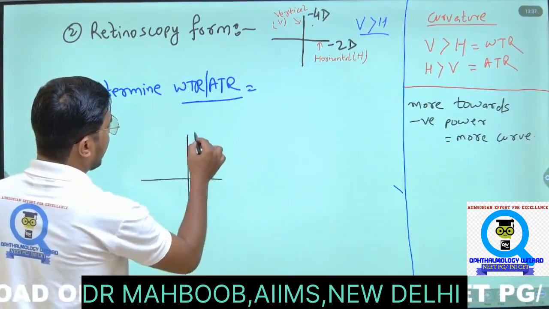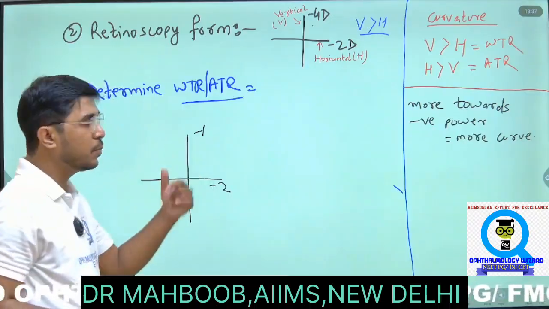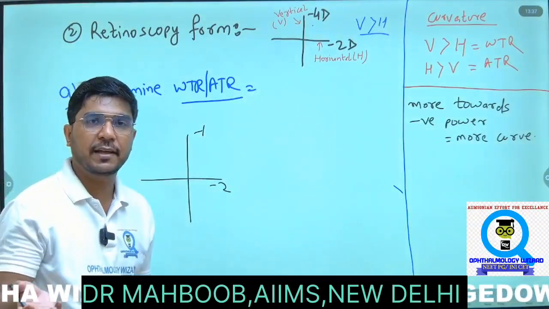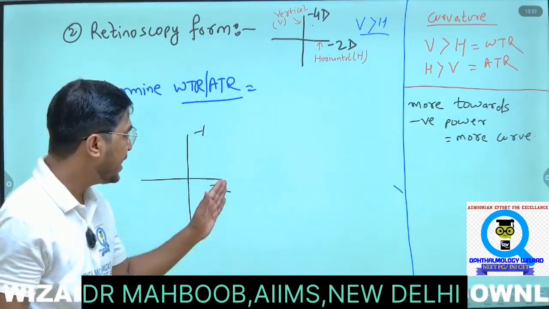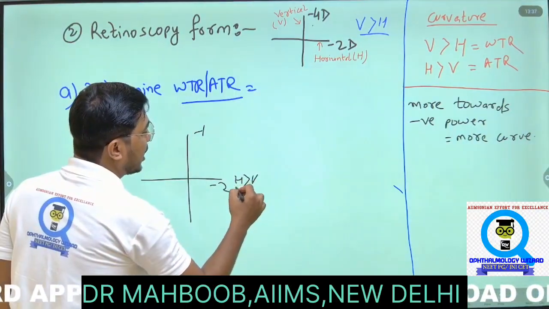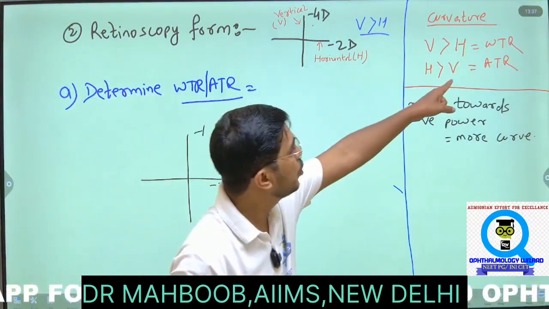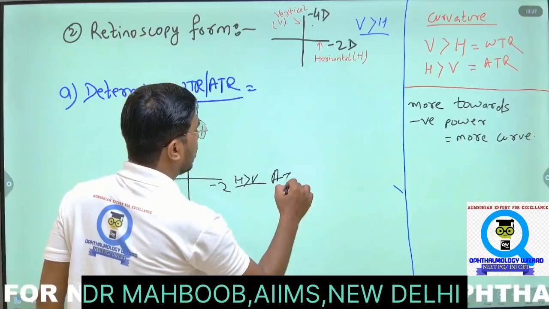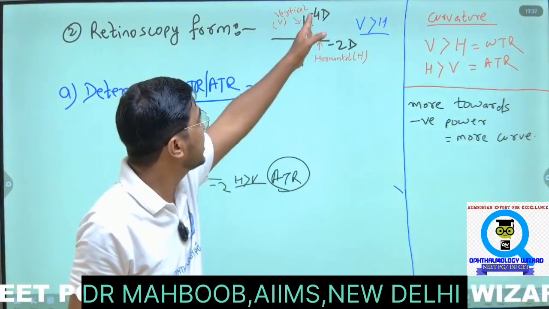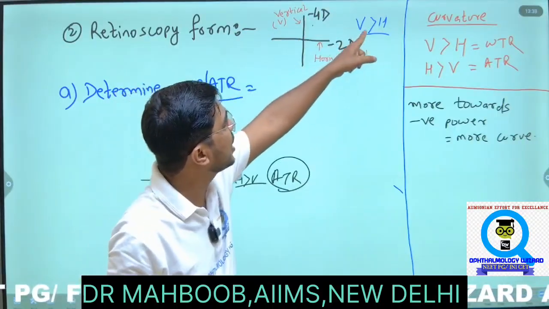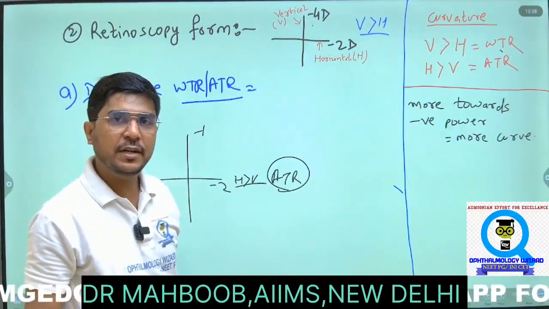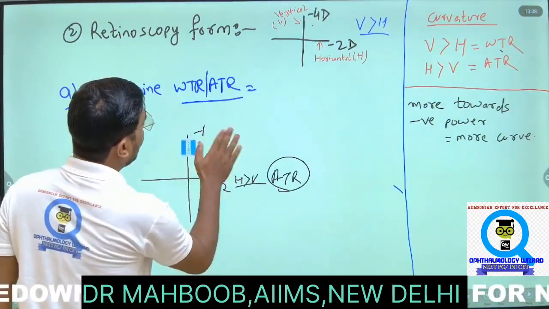Let me make it simple for you. Suppose this one is -1, -2. Which is more negative, -1 or -2? -2 is more negative. -2 is horizontal. So horizontal is more negative than the vertical, and that is against the rule. Similarly, -4 or -2, which is more negative? -4 is more negative, means vertical is more negative. Vertical is more negative, with the rule astigmatism, right?